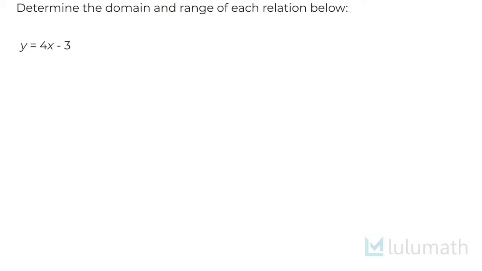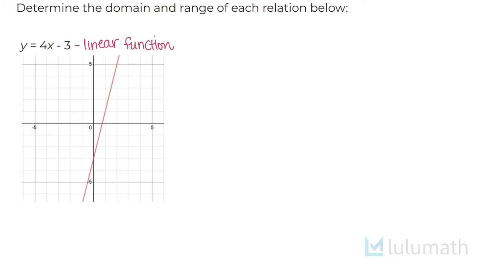Our first relation that we want to find the domain and range of is y equals 4x minus 3. And this relation is a linear relation. And in the vertical line test video, we had mentioned that all linear relations are functions except for vertical lines, but this is not a vertical line. So we can actually call this a linear function.